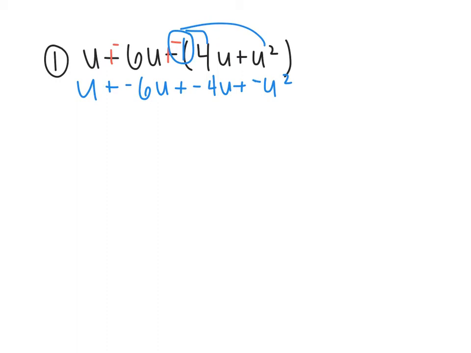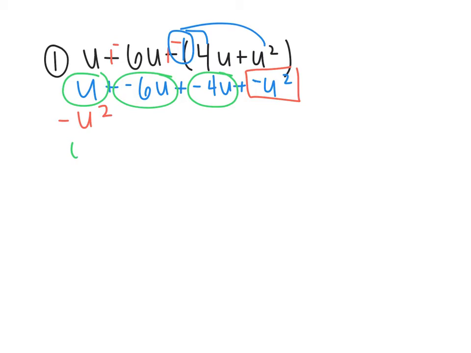So I usually always start with the highest exponent, and that's this u squared, negative u squared. There's nothing I can combine with that, so I'm still going to write down a negative u squared. But I can't add anything else, and then I can add the u, the negative 6u, and the negative 4u. So I'm going to add the u plus the negative 6u plus the negative 4u. And remember, there's an invisible 1 in front of the u. So I add the coefficients. 1 plus negative 6 is negative 5. Negative 5 plus negative 4 is negative 9. So I have negative 9u.